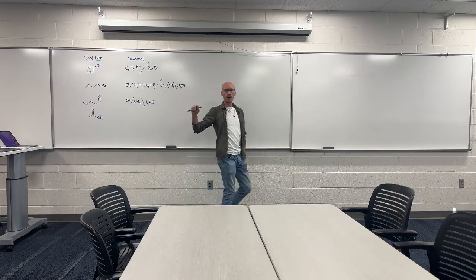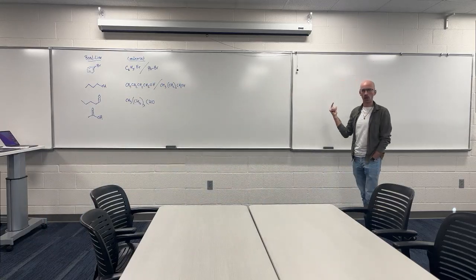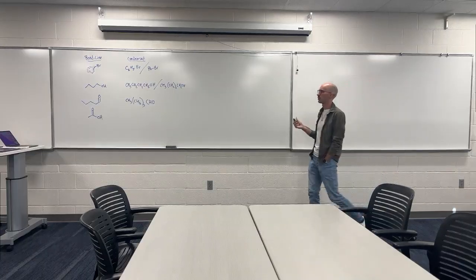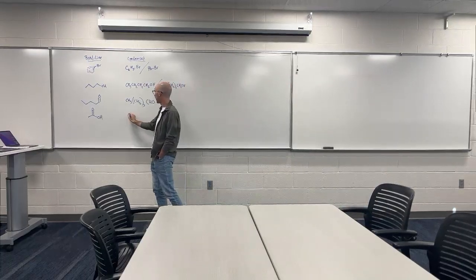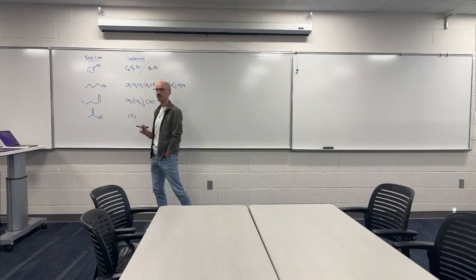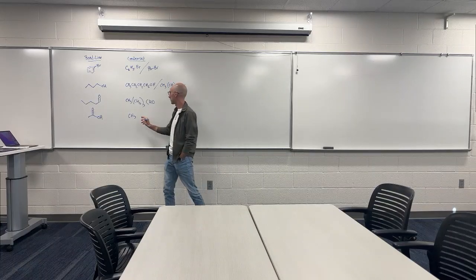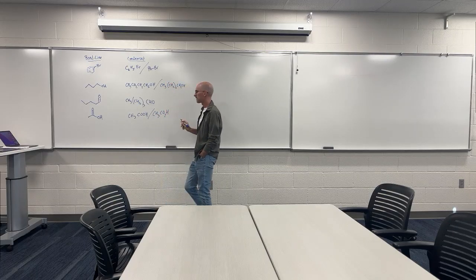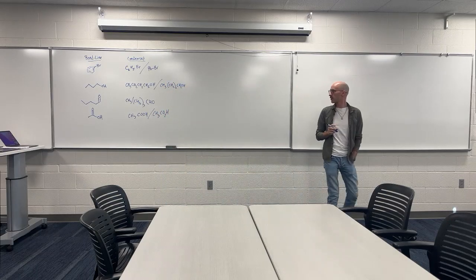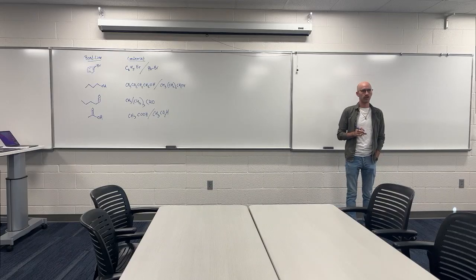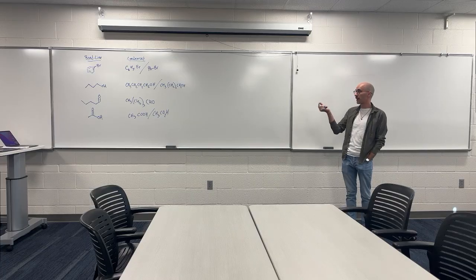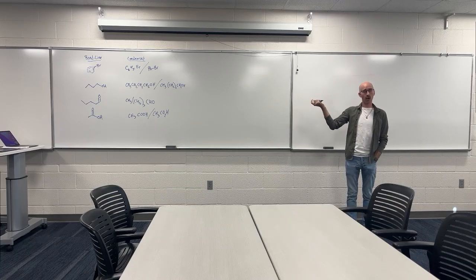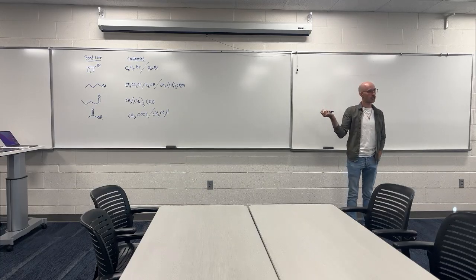A CO double bond, where the carbon is also bonded to an OH. Here we get CH3, and we write it two ways: COOH or CH3CO2H. And in this way, we do write OH because there is an OH bond. There is an oxygen bonded to hydrogen.